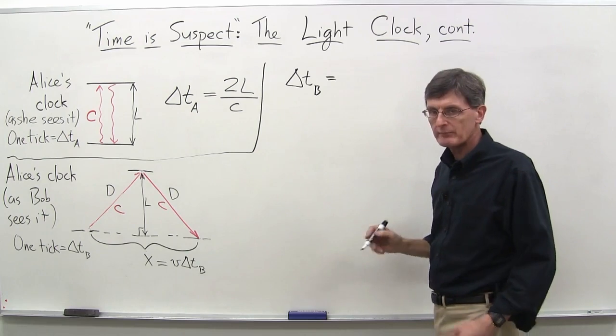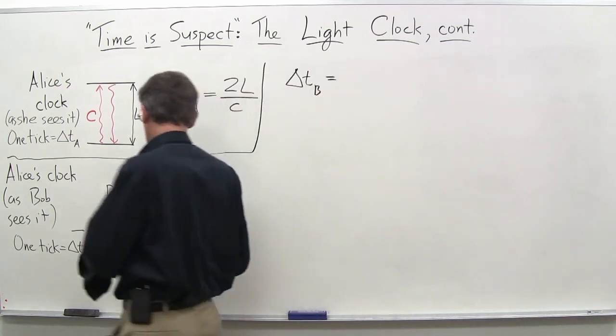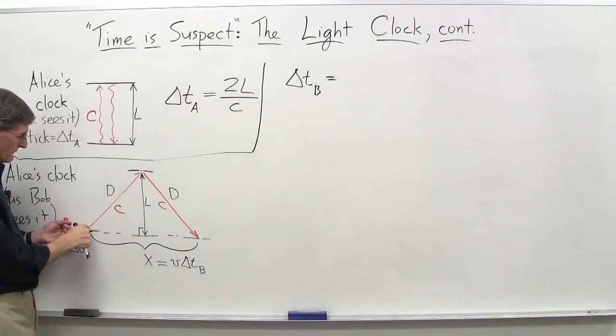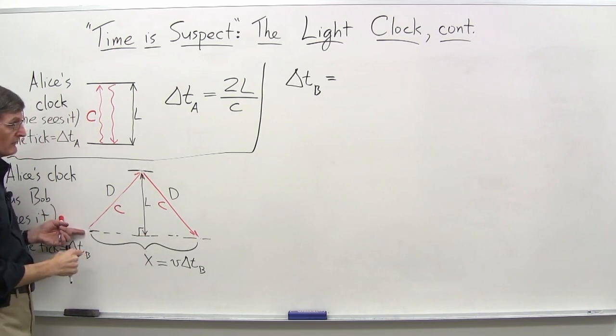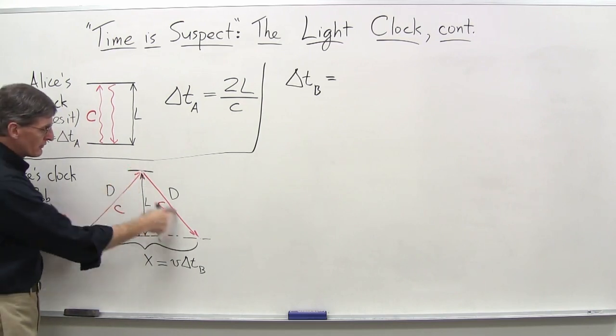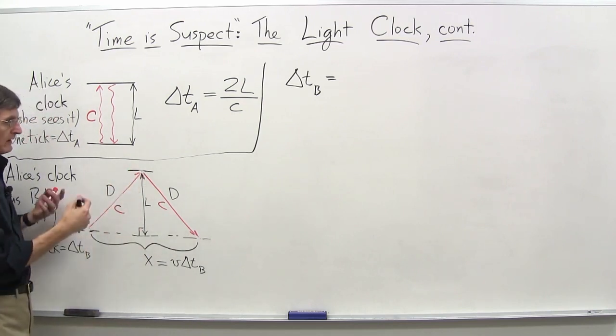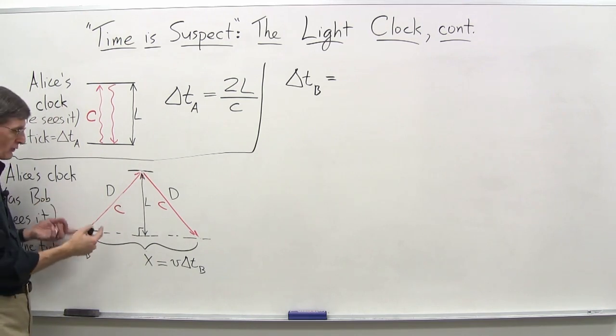Well, delta T sub B, by definition, the tick time for Alice's clock as Bob observes it, is this distance D plus another distance D. So the total distance covered is 2D divided by the velocity, which of course is c.